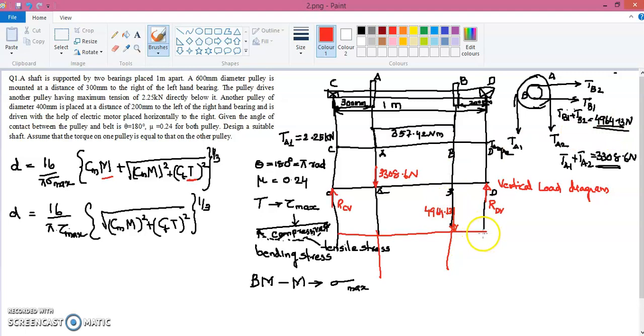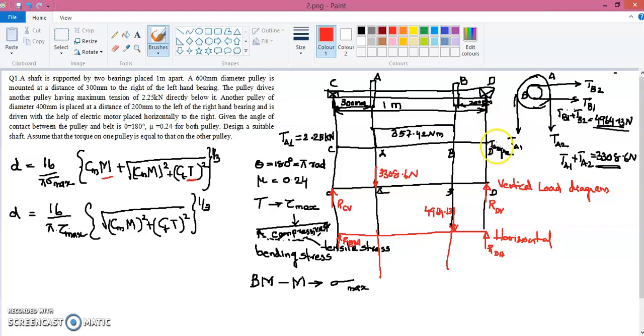So that means here we have to have a horizontal reaction. So I can represent the horizontal reaction at this point D as RDH, and here it is RCH, that is a horizontal reaction acting at the point C. So this is our horizontal load diagram.